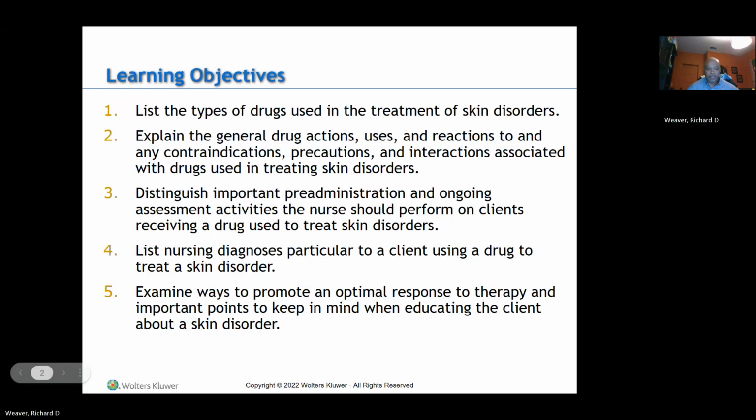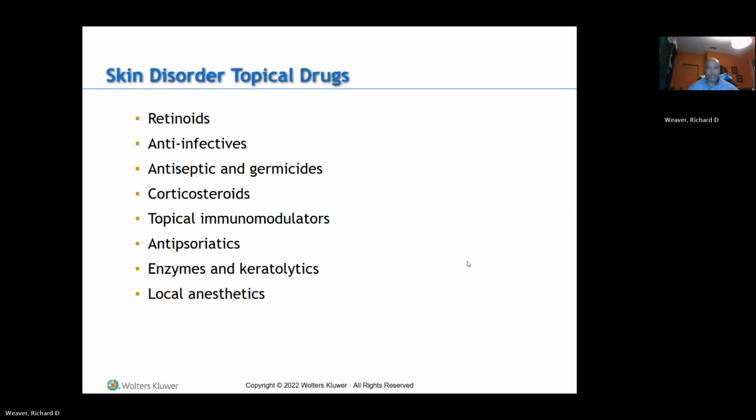All right. Now, these are the different types of topical drugs that we will be discussing. Some of these medications are used for other disease processes, but for example, the anti-infectives and antiseptics and germicides, corticosteroids, even the immunomodulators, they're drugs that can treat other disease processes. But since we are dealing with skin disorders, these are the appropriate drugs that we will be using.